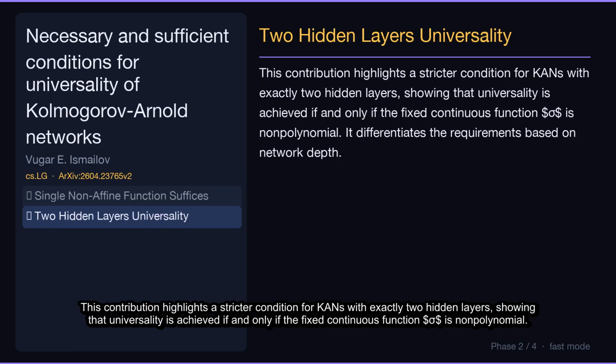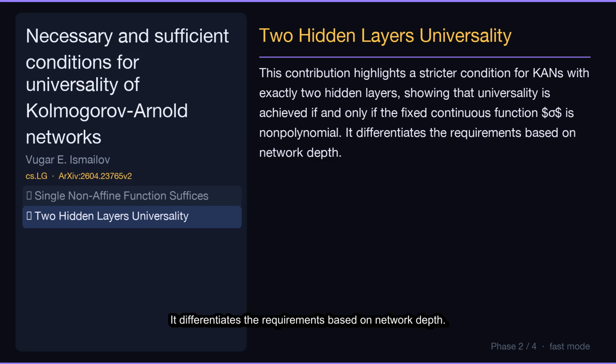This contribution highlights a stricter condition for KANs with exactly two hidden layers, showing that universality is achieved if and only if the fixed continuous function $\sigma$ is non-polynomial. It differentiates the requirements based on network depth.